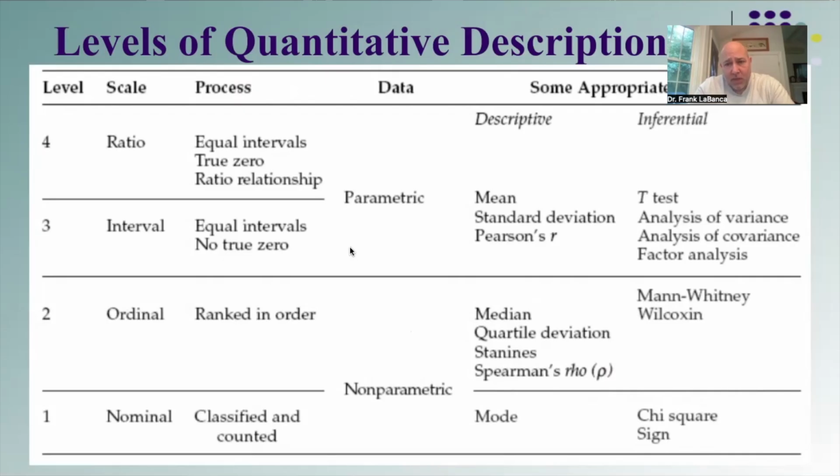And then when we jump up to interval level data or ratio level data, this is parametric in nature. Parametric over the course of a bell. Descriptives, mean, standard deviation, Pearson r. Because remember that correlations are descriptive, and then there are inferential tests, the t-test, the analysis of variance, the analysis of covariance, and the factor analysis. In our course, we'll be working with t-test and analysis of variance. Those are the two levels we'll go to, and we'll discuss why you would choose one over the other.